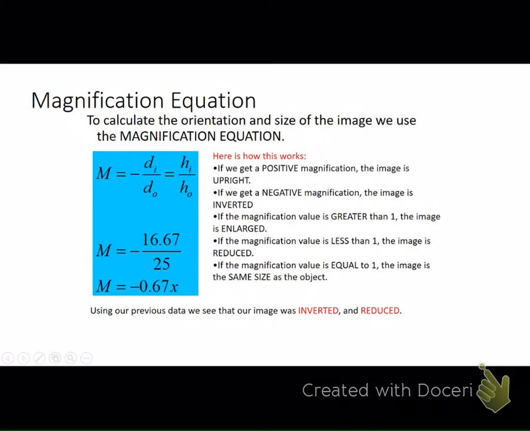If the magnification is greater than 1, it's enlarged. Well, we got like a 0.65, so that means the magnification of our object was reduced. It shrunk. If you happen to get 1, that means it's the same size. That's what you would always get in a plane mirror. So here you see the calculations for ours. I was a little off. It was actually negative 0.67. So inverted and reduced.